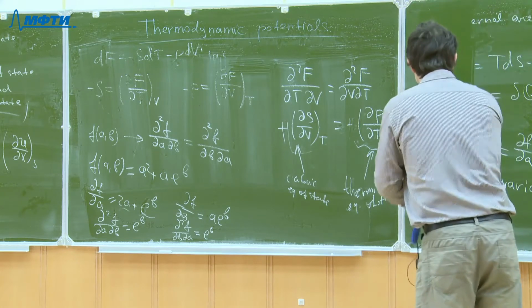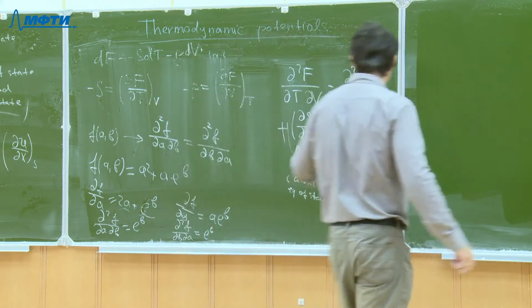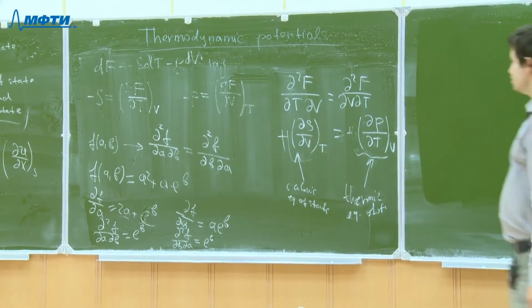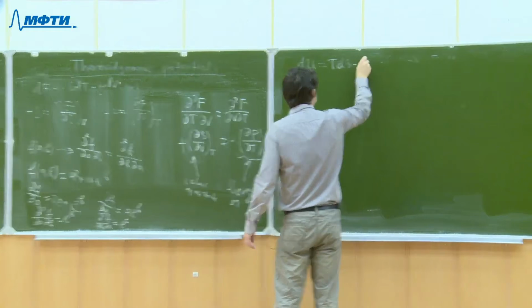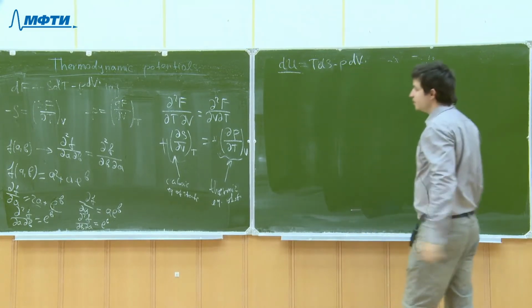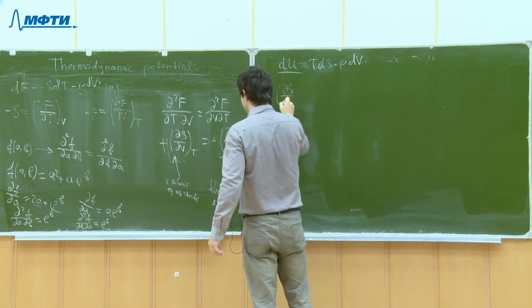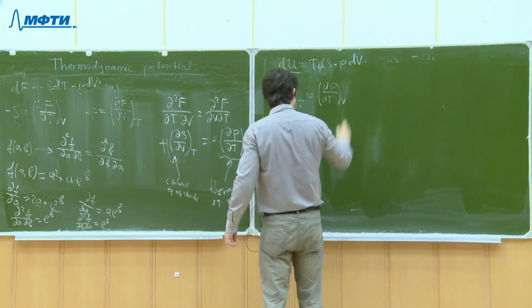Let's continue further and find out exactly what kind of connection between two equations of state is established by this one. As I said, dU equals T dS minus P dV. So if you want to find the entropy, you should know the internal energy. For this we know that dS over dV at constant temperature is equal to dP over dT at constant volume.